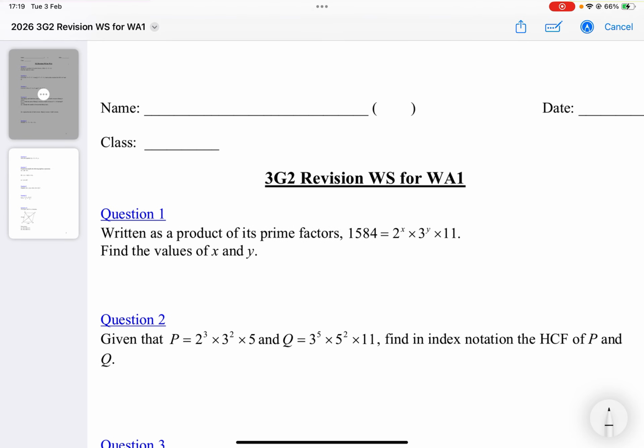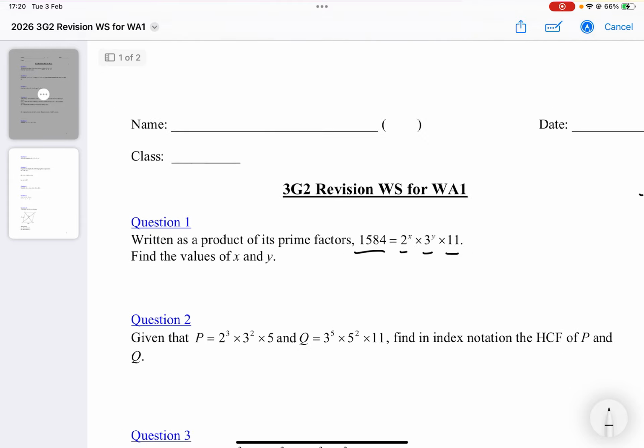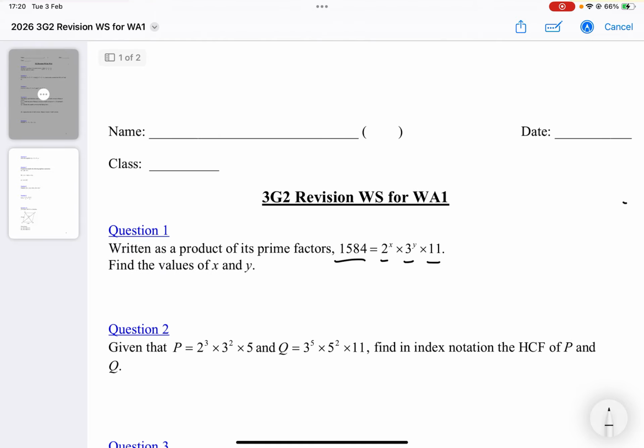all these questions. So if you look at question 1, written as a product of its prime factors, 1584 can be written as 2 to the power of something times 3 to the power of something times 11. They are actually asking you to do a prime factorization on 1584.